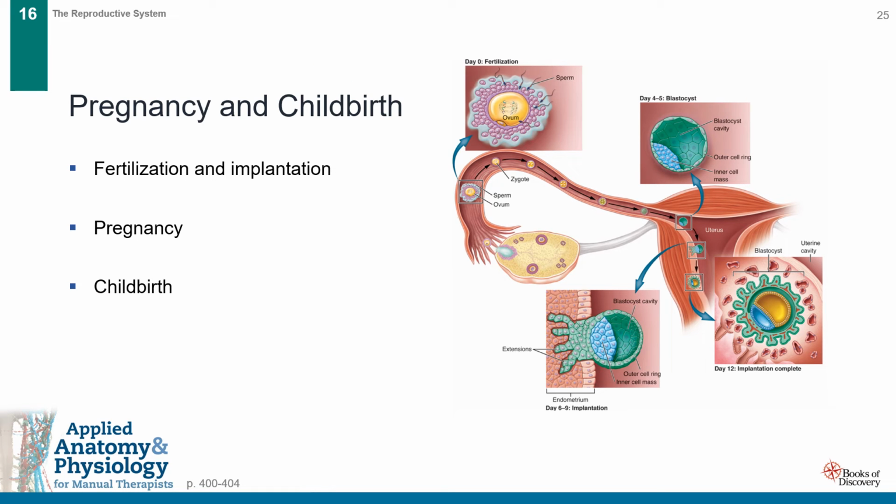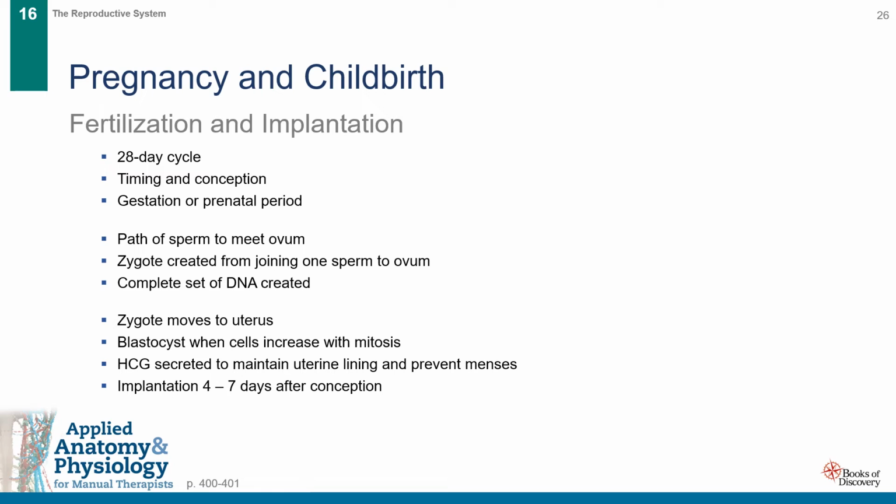We will now discuss pregnancy and childbirth, and in the subsequent slides we will look at fertilization and implantation, pregnancy, and childbirth. Let's specifically look at fertilization and implantation. In addition to timing issues, fertilization depends on the number of sperm and their healthy motility.